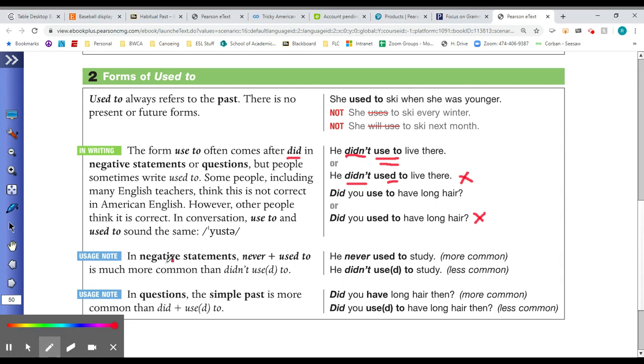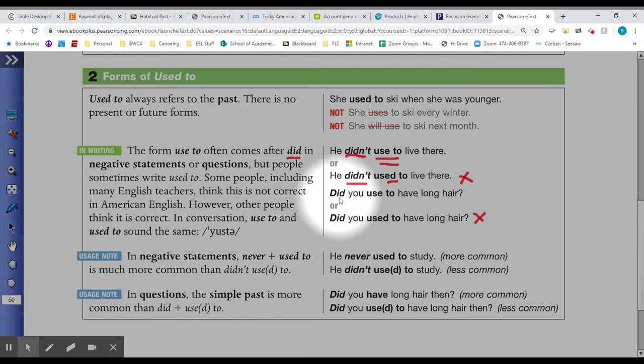When I say he didn't use to or he didn't used to in normal speech, they sound the same. He didn't use to live there, he didn't used to live there. And the pronunciation is very similar. So, again, in conversation, use to and used to sound the same. Did you use to have long hair? Did you used to have long hair? They sound the same, but in writing, we only need to use one past tense marker.